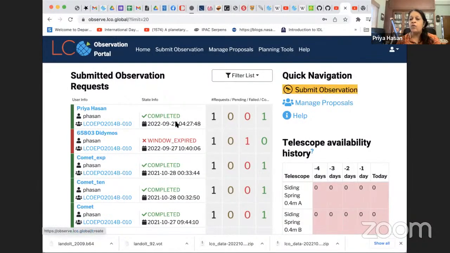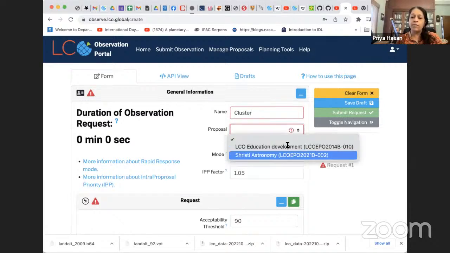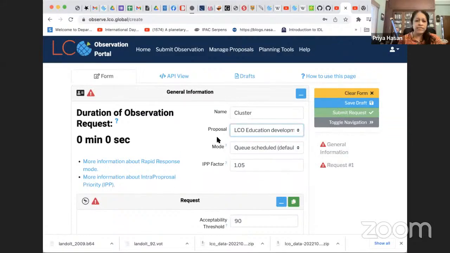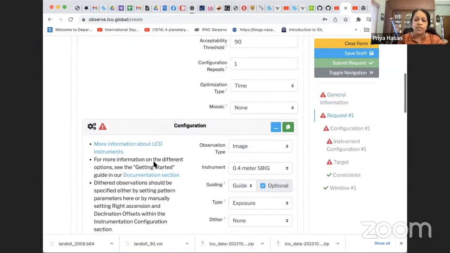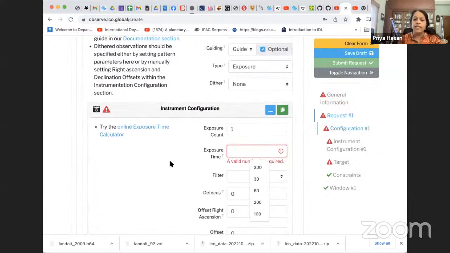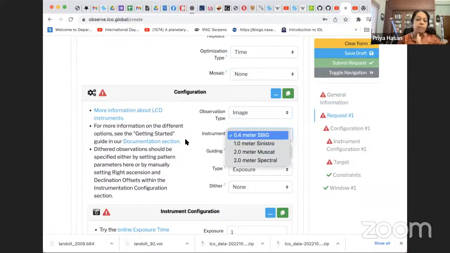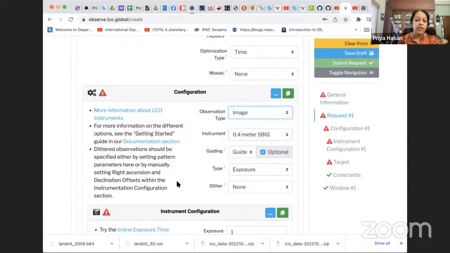So if you want to submit an observation, right? Let's say you want to submit an observation, and I say, for example, I want to observe a cluster, right? And this thing will come under this. This is a proposal which is with LCO Education Development, and that's how you have it over here. And here you can see, you have to, for example, the object you want to observe, right? Say you want to observe and get an image. Spectrum we can't do because for that you need a 1 meter telescope. But you see there are other telescopes. We are going to look at the 0.4, so we are going in for an image.